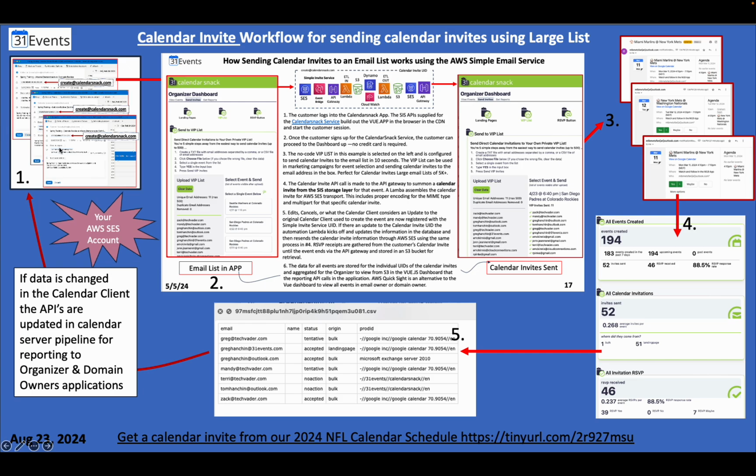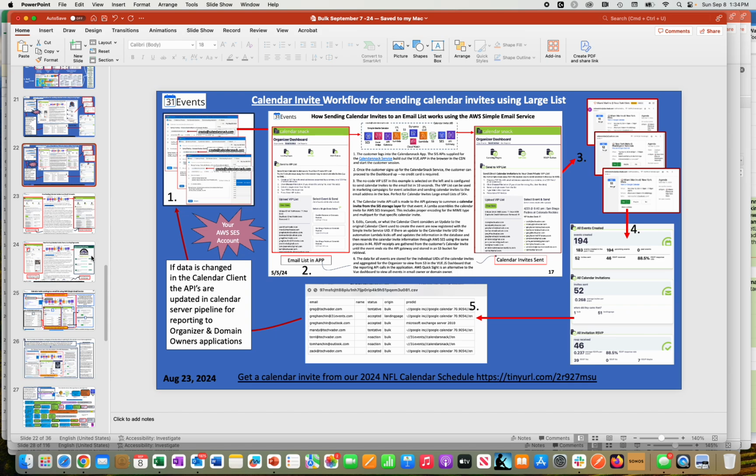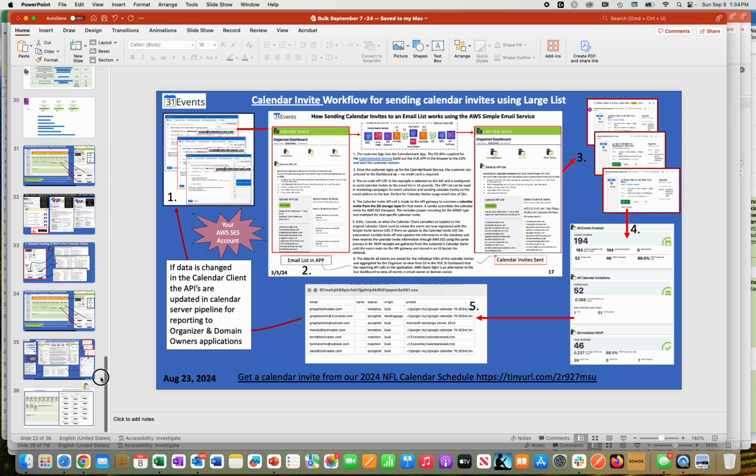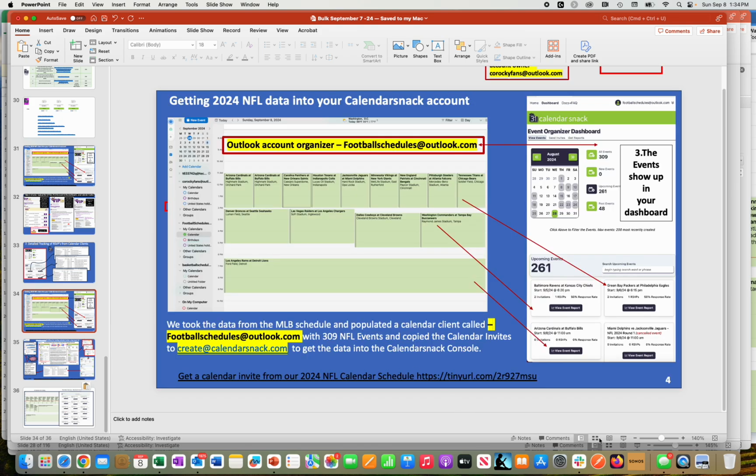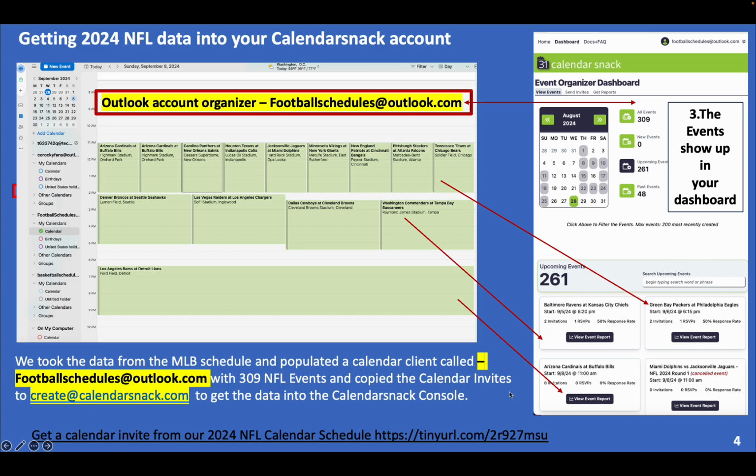We injected 300 events into the S3 bucket over here. You'll see SCS and the S3 bucket up here. We just basically copied the calendar invite off. It went in, and I've role played through this several times today, so I won't get into any great detail. But that data is in via a personal calendar, football schedules at outlook.com. So down here, this is a setup for what I'm going to do next, which is updating a particular calendar invite.